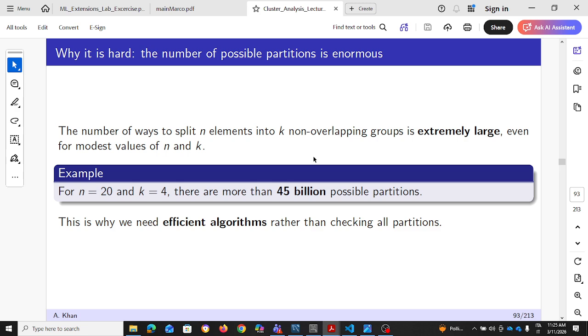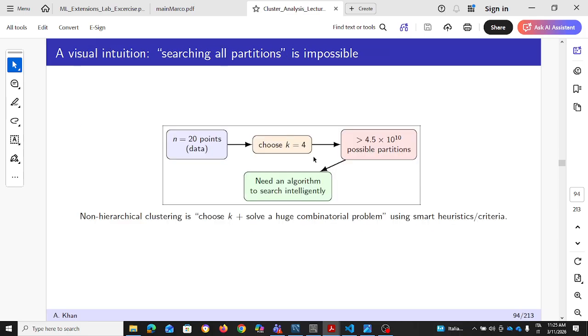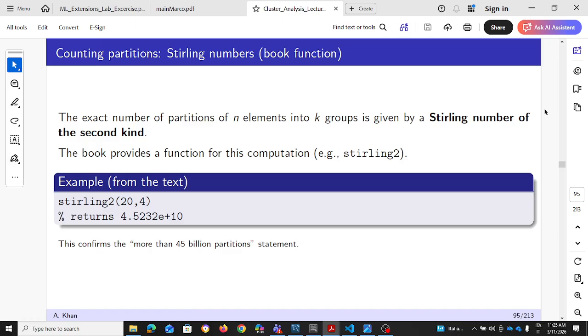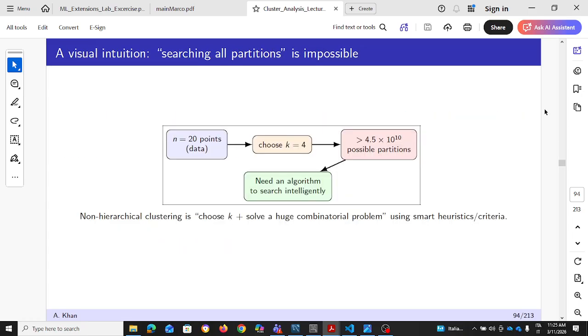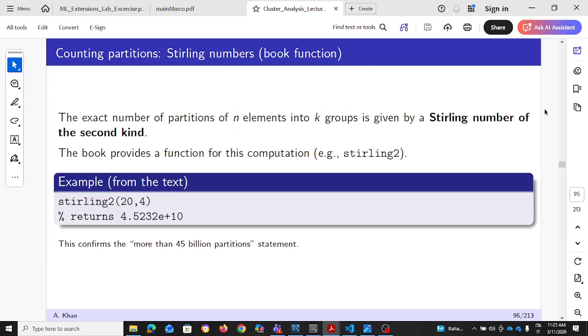So we need to find an efficient algorithm where we don't have to look through 45 billion combinations. We have 20 data points, we choose k equal to 4, and we have these possibilities. Now we need an algorithm to search intelligently. If you doubt what I said, it's 45 billion. You can check it yourself in MATLAB. Use this function.